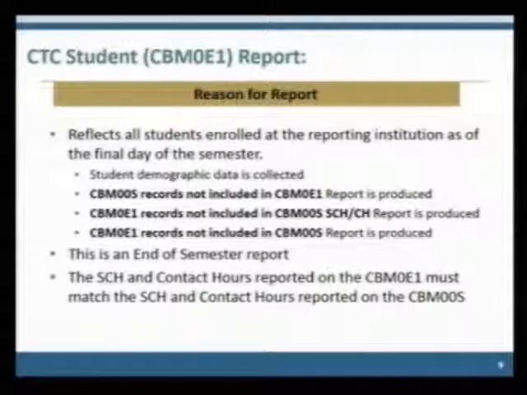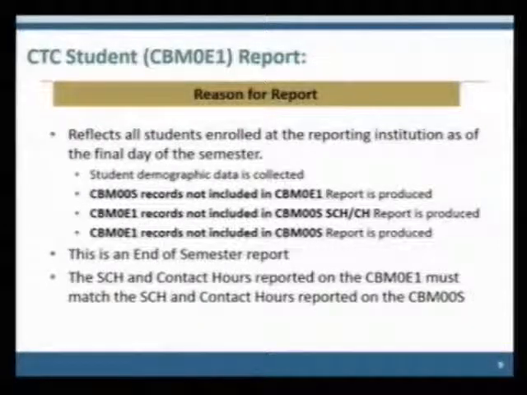Okay, the Community College Student End of Semester Report, CBM01. It's very similar, almost exactly like the CBM001. Again, it reflects all students enrolled at the reporting institution as of the final day of the semester, unlike the CBM001, which is the census date. Student demographic data is collected again.